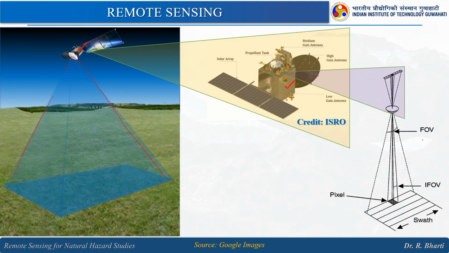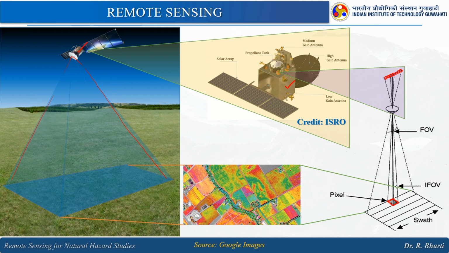So when you see the enlarged view, these are the detectors here, and these detectors are looking at the ground with a certain field of view, right, and they are generating the information about the target or the area. These measurements are arranged in a manner so that they appear as this image, right.